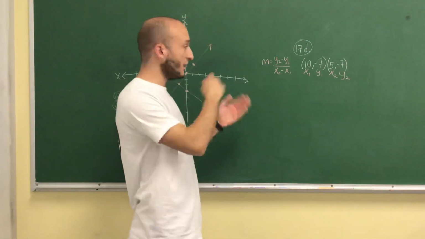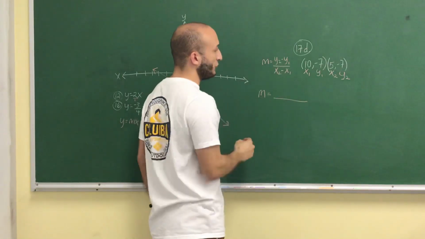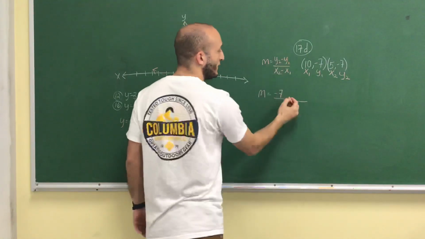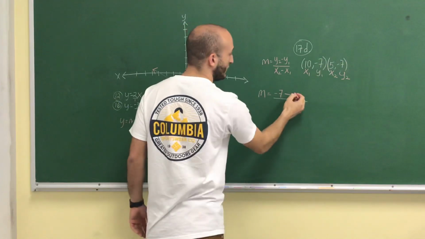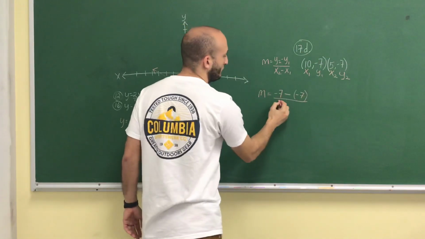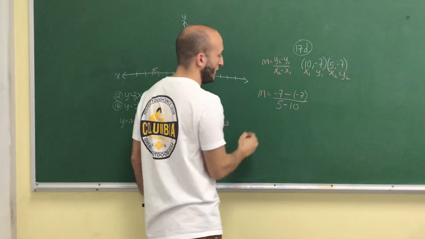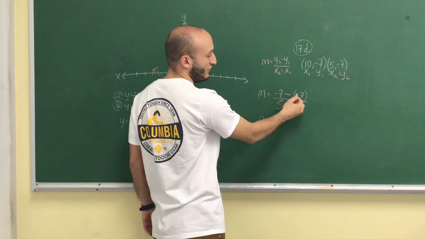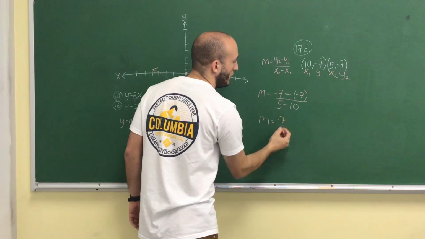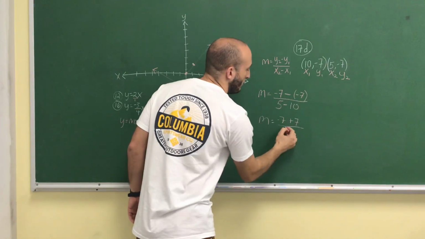So now it's just a case of plugging in. My first one, to find slope, I have y2, which is -7, minus y1, which is a -7. Then we have x2 minus x1. Now we have a negative times a negative. These become positive, so I'm left with -7 plus 7, over 5 minus 10.